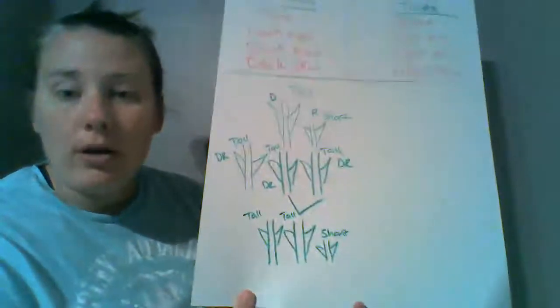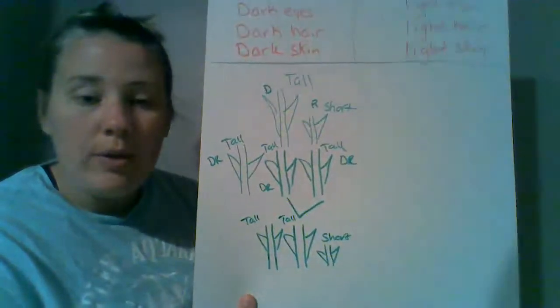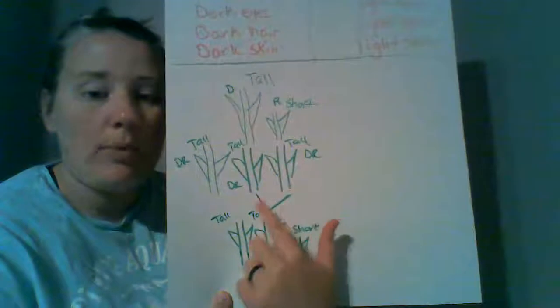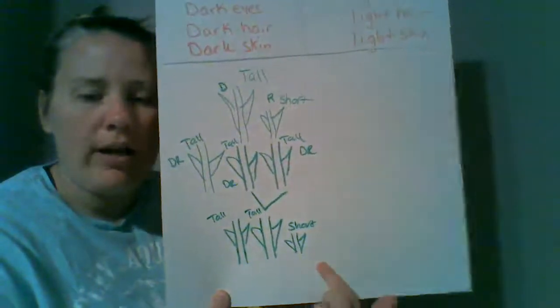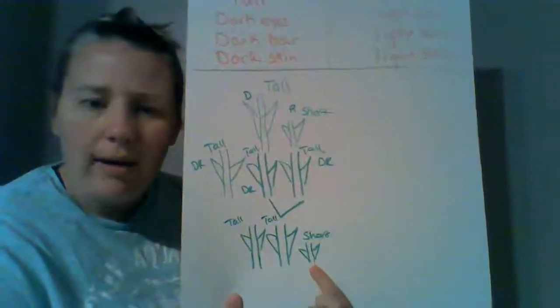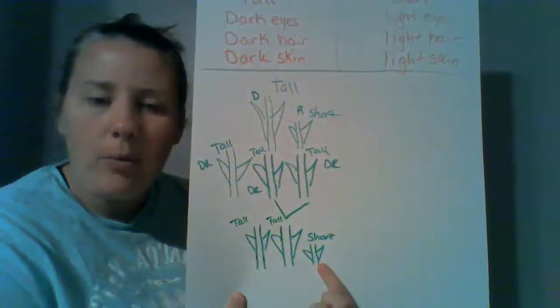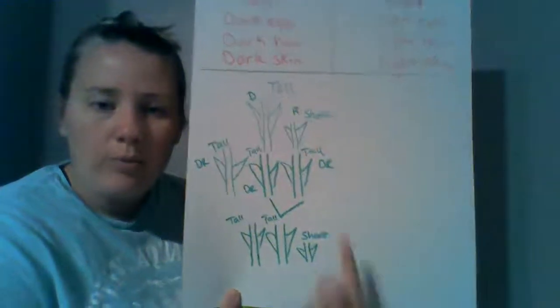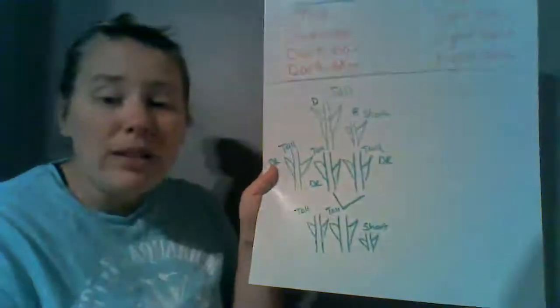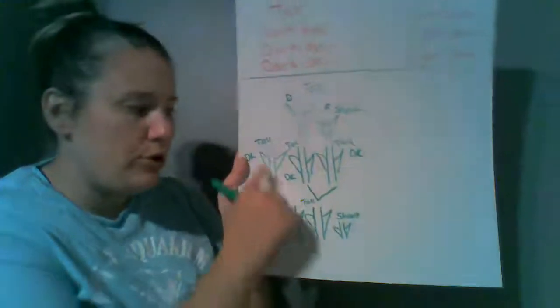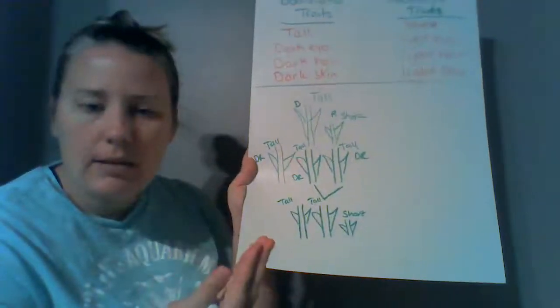Alright, so we had 3 offspring from those 2 plants. And look what he got. He mixed the 2 tall plants together, and he got 2 tall and a short. Well, where did this guy come from? How in the world did he get a short plant from 2 tall plants? Not only are tall plants dominant, but there are 2 of them. That doesn't make any sense.